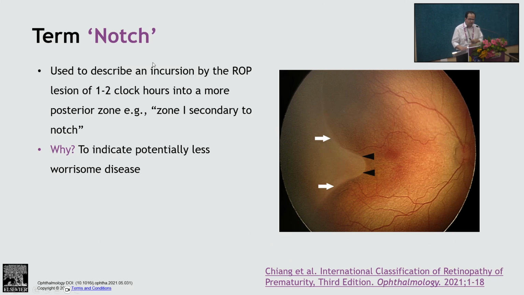The term notch. Traditionally, we've been told that we have to define ROP by the posterior-most zone. So when we say a zone 1 disease, we always get scared. But sometimes the zone 1 is actually just 1 or 2 clock hours, where another 10 to 11 clock hours are in zone 2. This was identified by ICROP 3, and they say if there's only a notch which is defining a zone 1 disease, then a modifier, zone 1 secondary to notch, should be added. It shows a less worrisome disease compared to a disease where the entire disease is in zone 1.